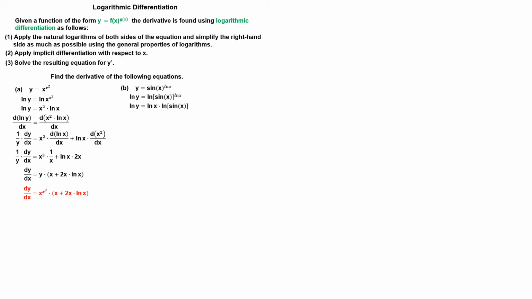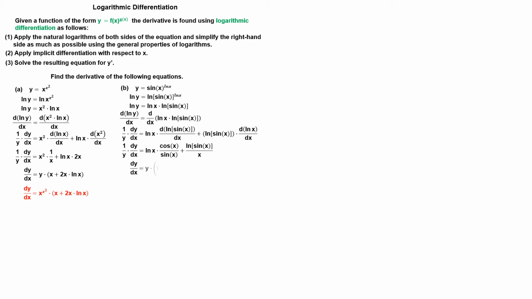Step 2. Differentiate implicitly with respect to x. We use the chain rule on the left side. We use the product rule on the right side and then the chain rule. Solve the resulting equation for y prime. Let's see another example.